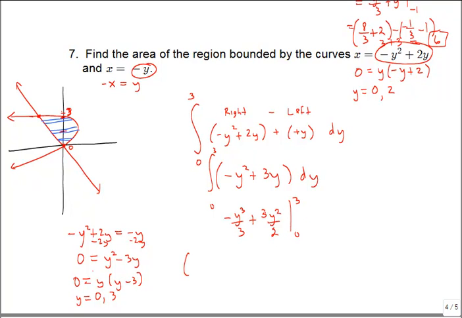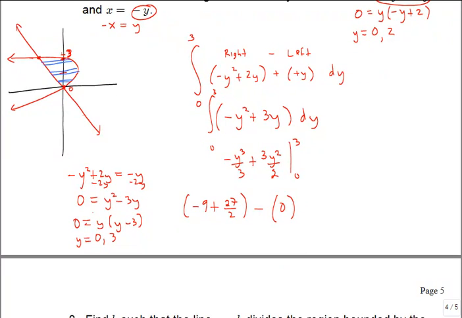So if I plug in 3, 3 cubed is 27. 27 divided by 3 is 9. So this will be negative 9 plus 3 times 3 squared is again that 27, but this time it's over 2. And then I want to subtract from that 0 plugged in for both of these, and that's going to make both of these 0. So this will be negative 18 halves plus 27 halves, which is 9 halves. So that's this area right here.